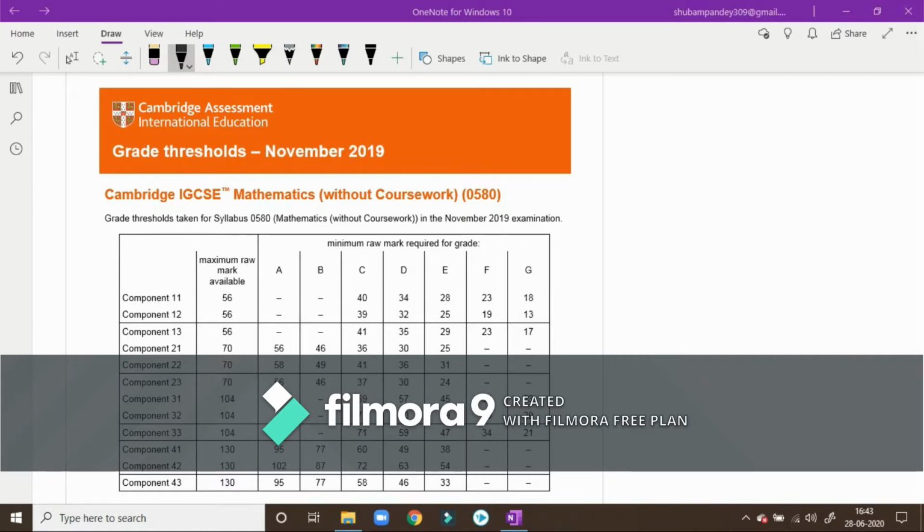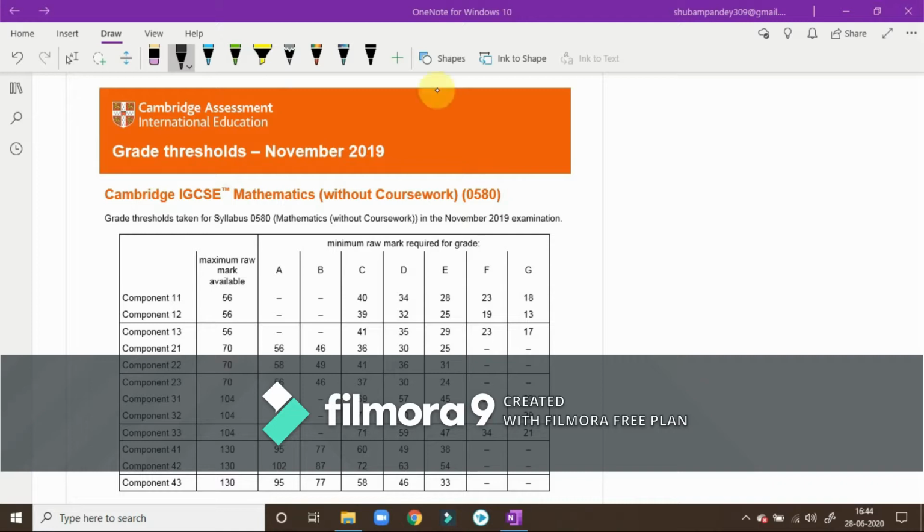Today we'll be talking about GT, grade thresholds, and the examiner's report, which is ER. Normally if you ask any IGCSE student, he will not have a perfect idea about what these two documents are. But whenever you go to a website to download past papers, you will see that these two documents are the first ones to be displayed. If you open one of them, you will see that they contain something about marks. So what are these two documents actually used for?